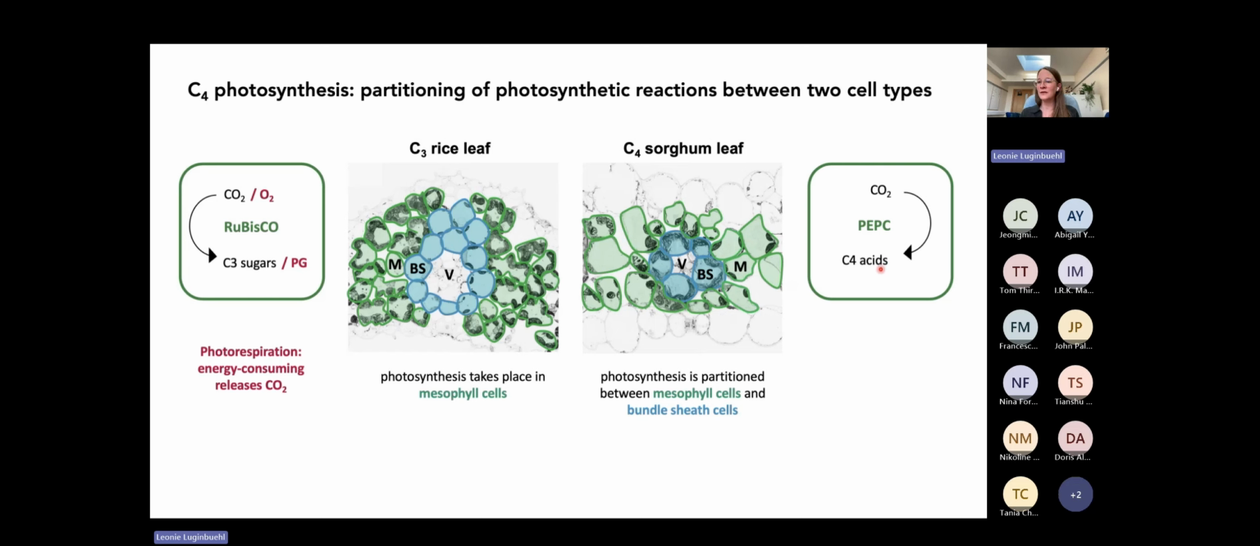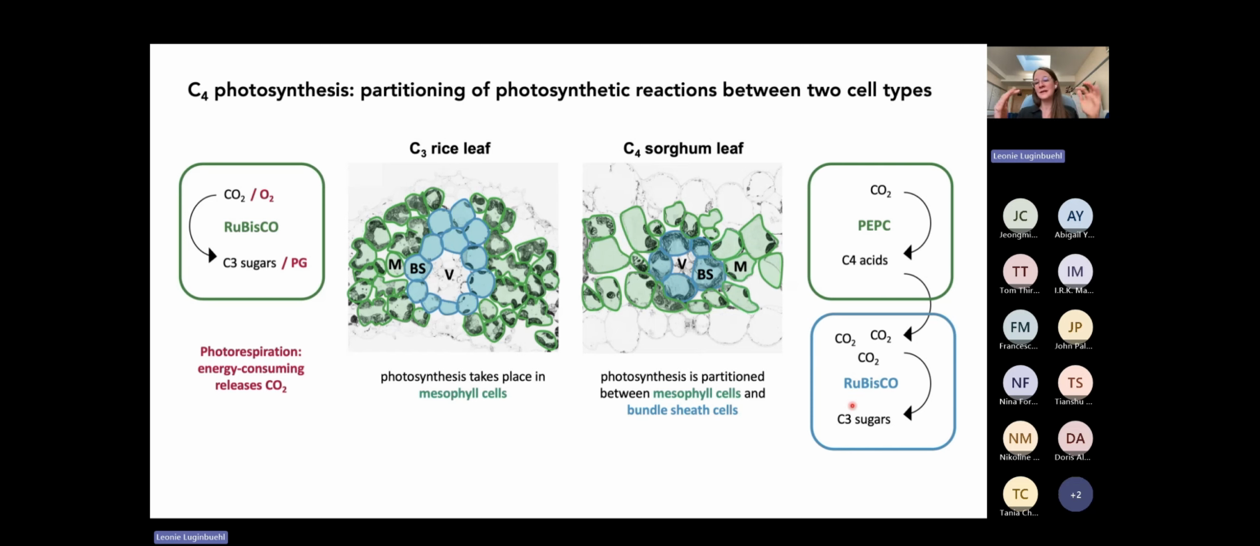These C4 acids are then shuttled, transported to the neighboring bundle sheath cells, and they're then decarboxylated around Rubisco, which now is present in the bundle sheath here. And you can then see that this will increase the concentration of carbon dioxide around Rubisco, which actually means that the oxygenation reaction is almost entirely suppressed. And Rubisco then creates these C3 sugars with this carbon dioxide that can then fuel metabolism in a plant.